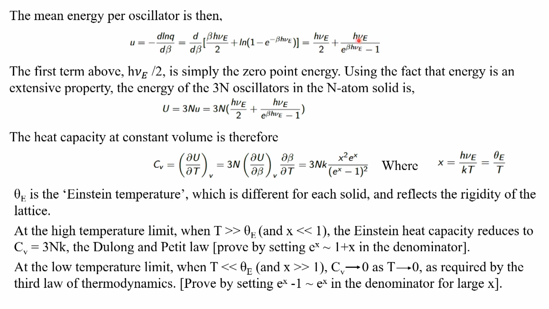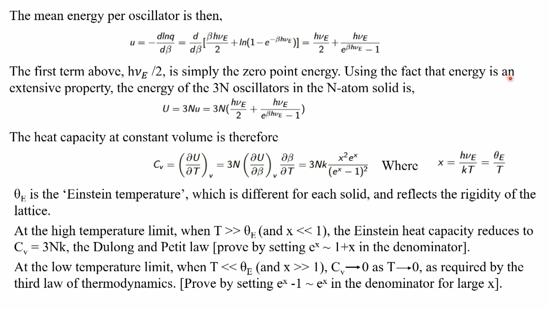Now we need to calculate heat capacity. In order to calculate heat capacity, we need to further differentiate u with respect to temperature. The first term, h nu by 2, is simply the zero point energy. When v equals 0, we get this expression.